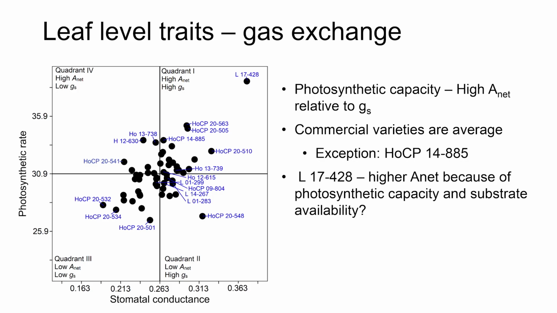Are we looking at one where we have higher photosynthetic rate or higher photosynthetic capacity and also higher substrate availability? It's opening up the stomates, taking up more CO2, and taking advantage of that. And so that's one that's interesting, because that's particularly something I think we would want in a trait. That's what we would like to see.